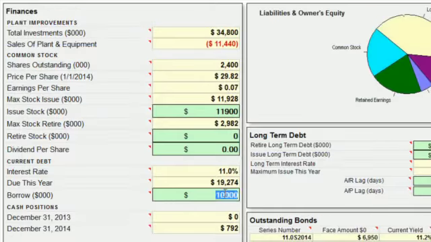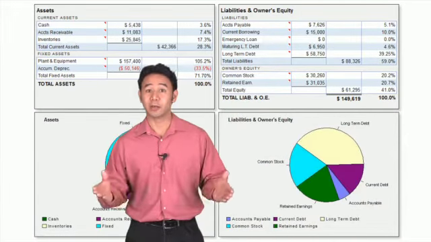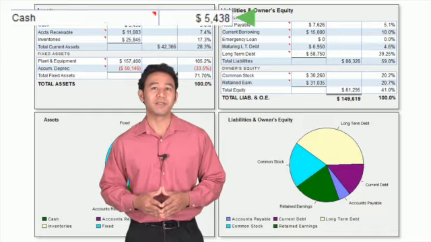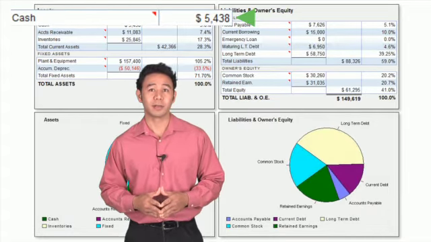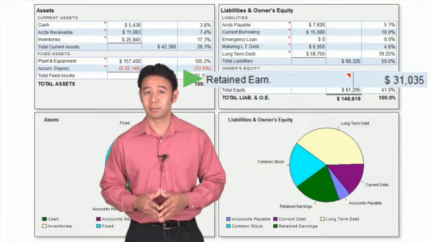Bring up finance. Add $5 million to current debt. Our workbook tells us that adding $5 million in current debt would bring our cash account to $5,438,000, but our retained earnings would fall to $31,035,000.